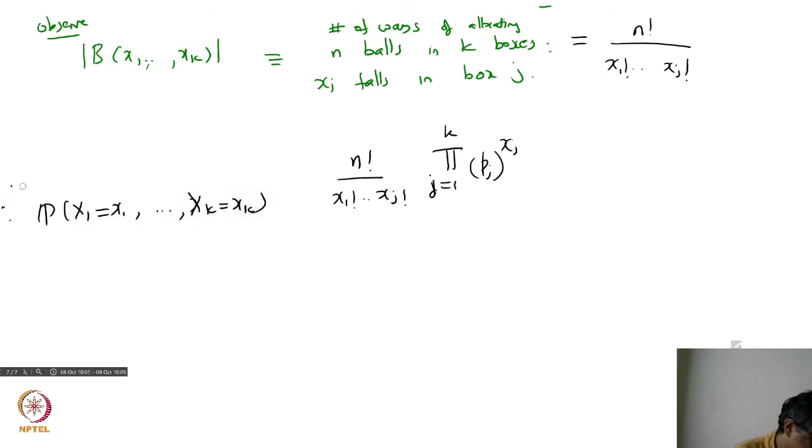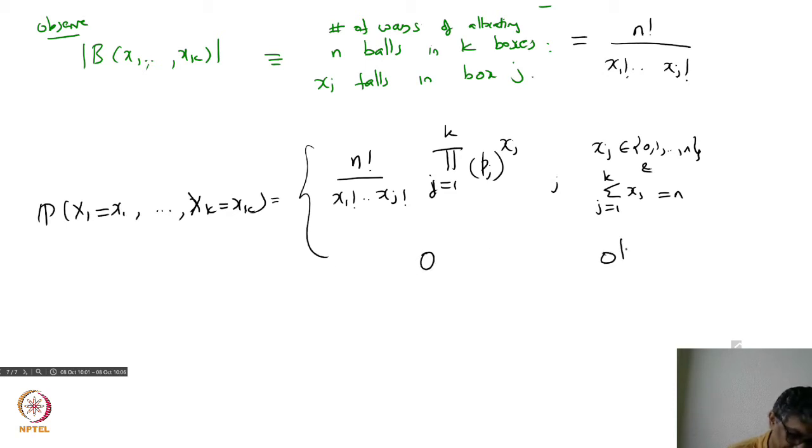Very good. So let me erase this part of the notes. So this is equal to this. Under what conditions now? This happens if each of the xj's is between 0 and n, and we use the fact that the sum of j equal to 1 to k of the xj's was equal to n. Right? Under this condition, this happened. Otherwise, the probability is 0. This is the joint distribution of x1 to xk.